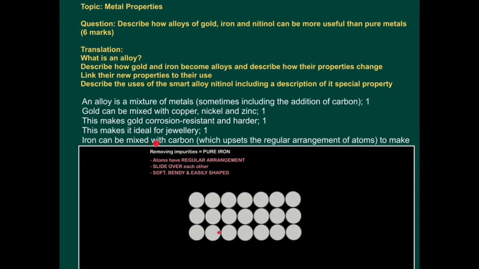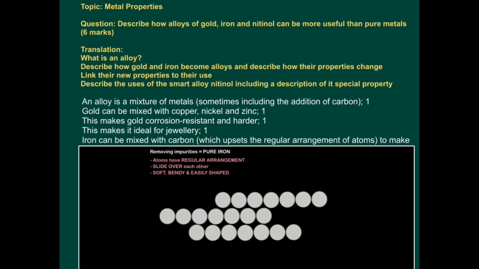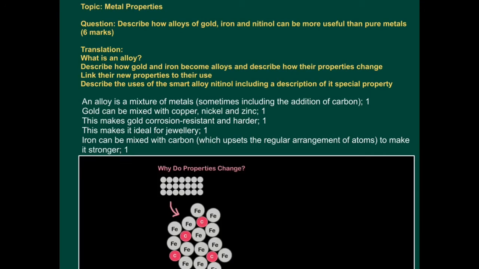Now we can mix iron with carbon. So iron can be mixed with carbon, which upsets the regular arrangement of atoms. So if this was pure iron, and you can see the problem with this, basically the atoms are arranged in regular layers, can easily slide over each other. And this makes iron brittle and easy to break. So by mixing it with carbon, we upset the regular arrangement of atoms to make it stronger.